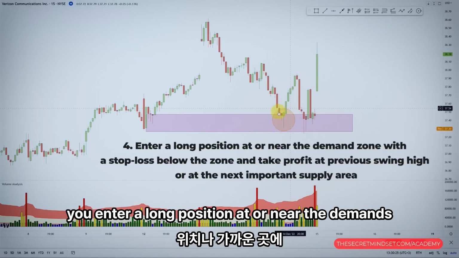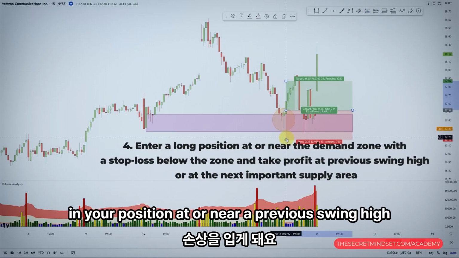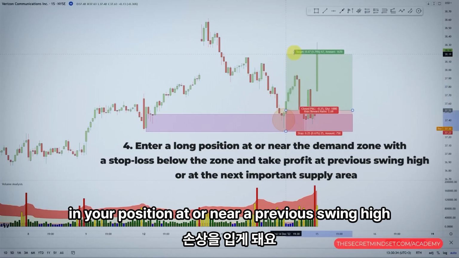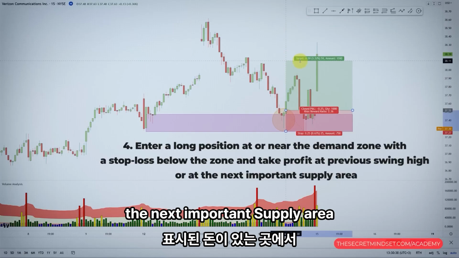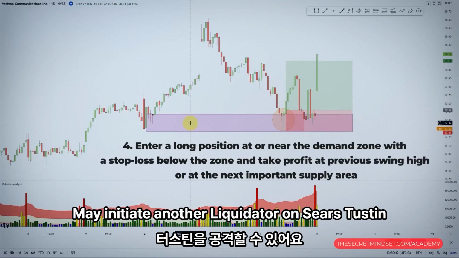You enter a long position at or near the demand zone with a stop loss below the zone, and you exit the position at or near a previous swing high or at the next important supply area or where smart money may initiate another liquidity run.